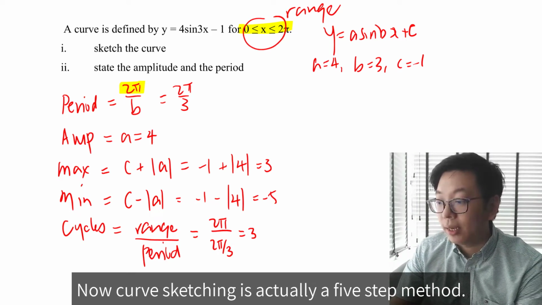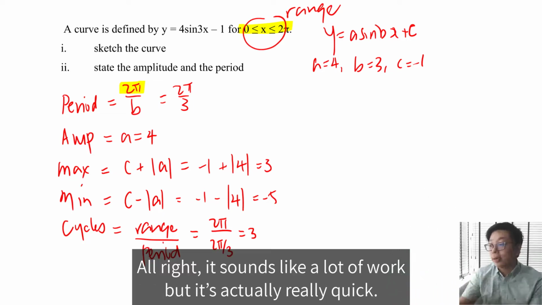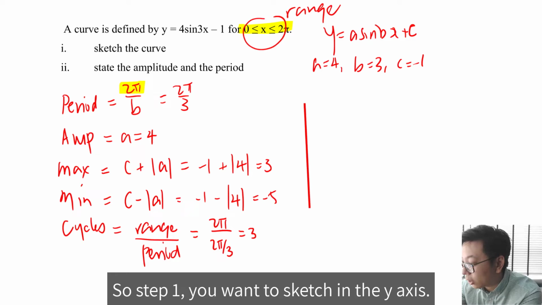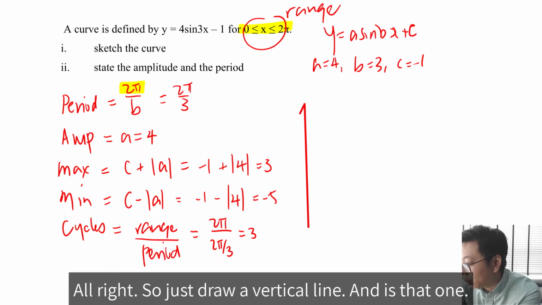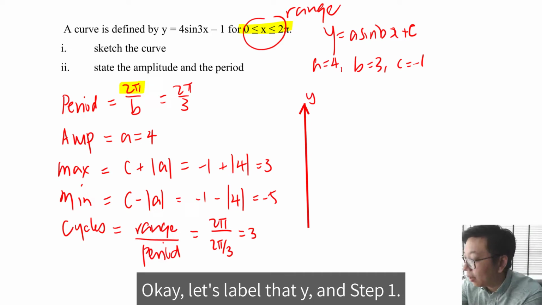Now curve sketching is actually a 5-step method. It sounds like a lot of work, but it's actually really quick. So step 1, you want to sketch in the y-axis. So you just draw a vertical line, and that is step 1. Let's label that y, and step 1.